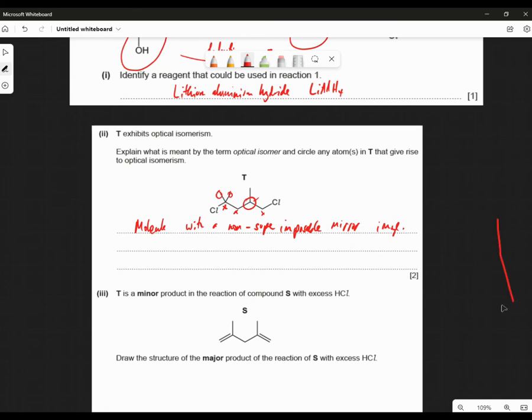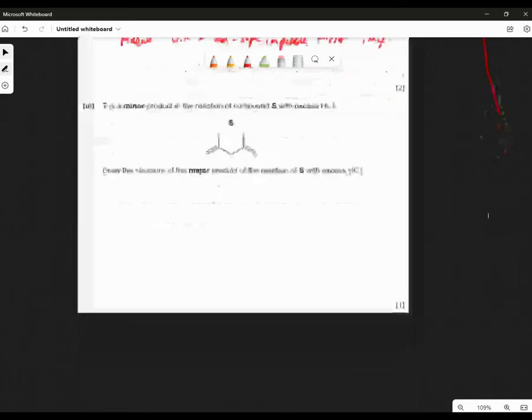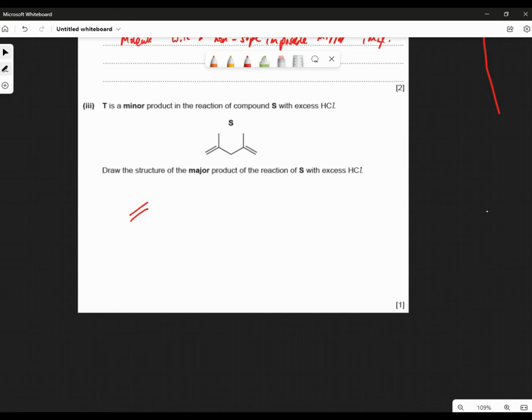T is a minor product in the reaction. Let me move this up. T is a minor product in the reaction of compound S with HCl. Draw the structure of the major product. All right, so let's have a look at this. I'm going to draw this thing first of all.